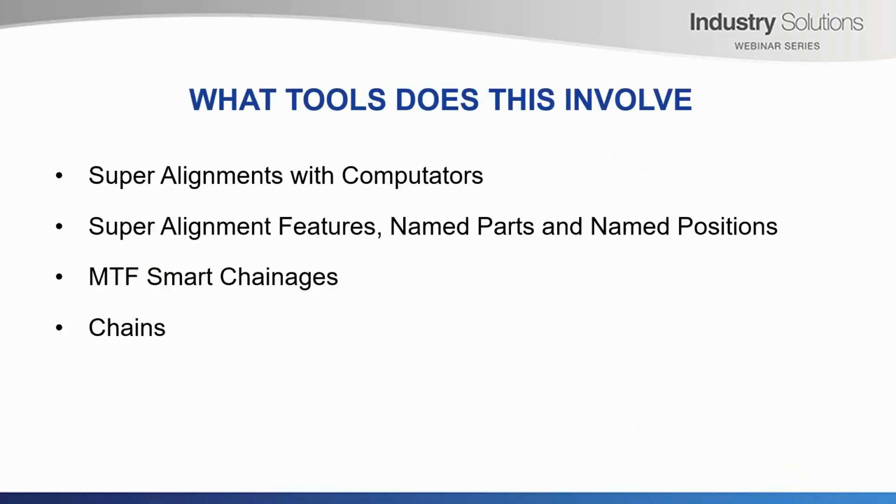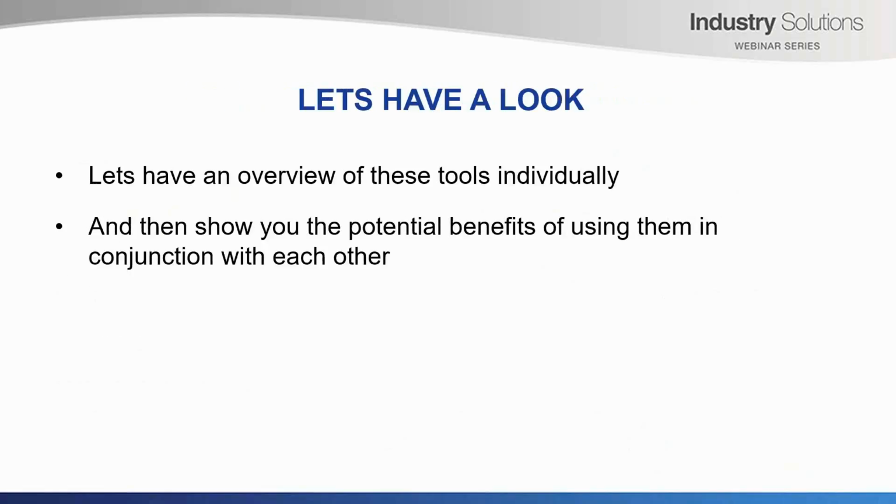So what tools does this involve? We're going to have a look at super alignments with computators. We'll also have a look at a number of super alignment features, including named parts and more predominantly named positions. We'll look at using smart changes inside the MTF editor and then combining all these tools using a chain. So let's have an overview of these tools individually, and then I'll show you the benefits of using them in conjunction with each other.